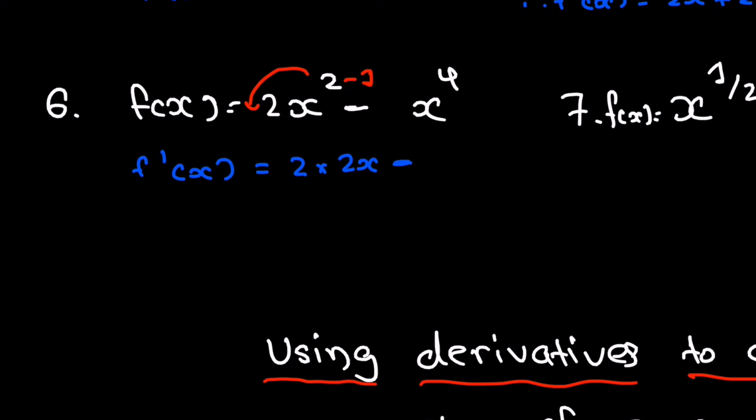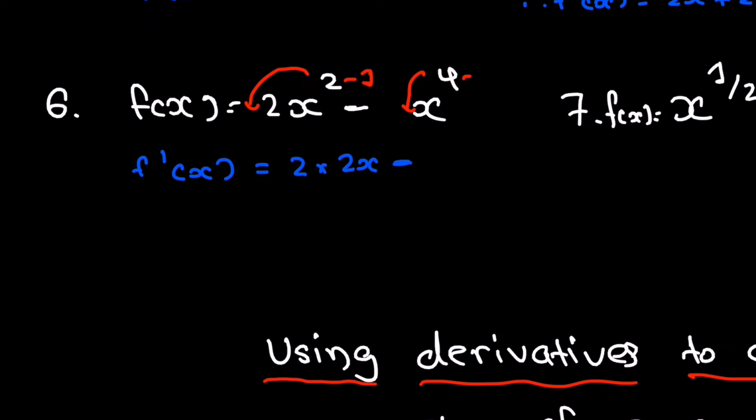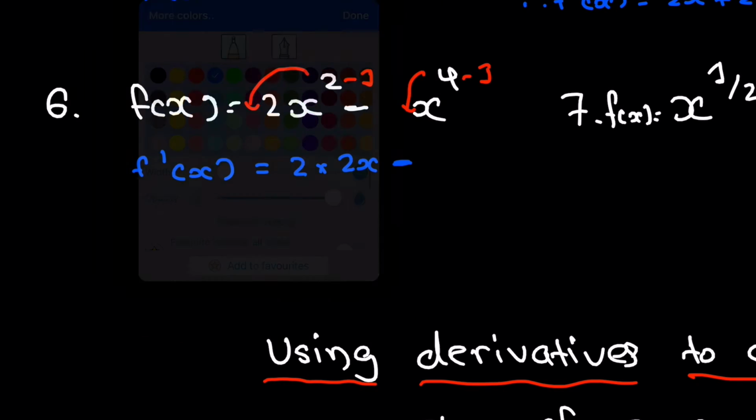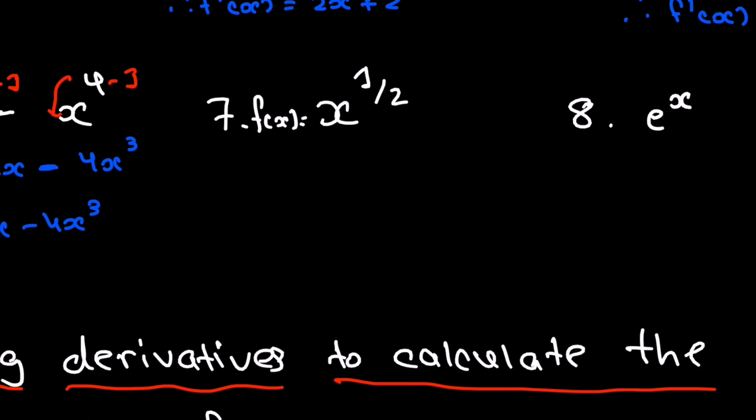It's very important you stay consistent with those. And we have to calculate the derivative of x to the power of 4. And this just equals, we bring the 4 down, we minus 1 from up here. This just equals 4x to the power of 3. Therefore, f dash x is equal to 4x minus 4x to the power of 3. That's the derivative function.